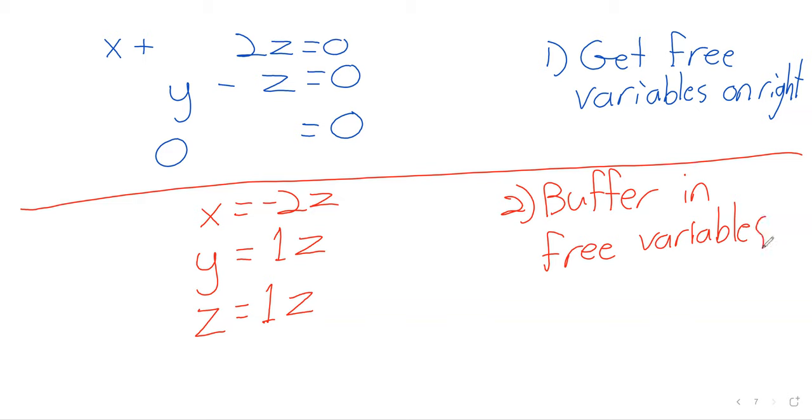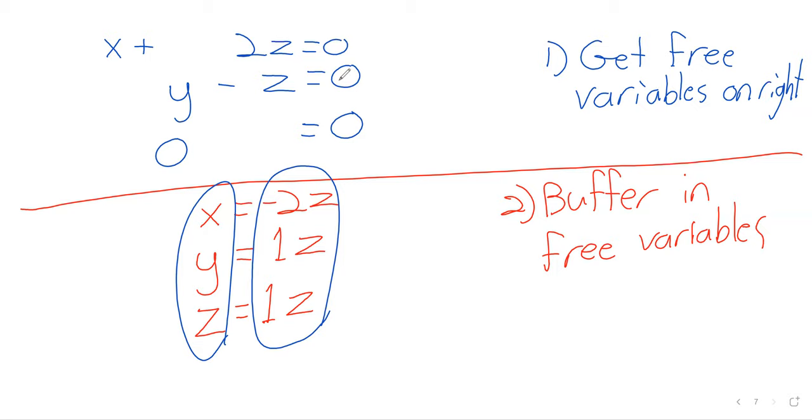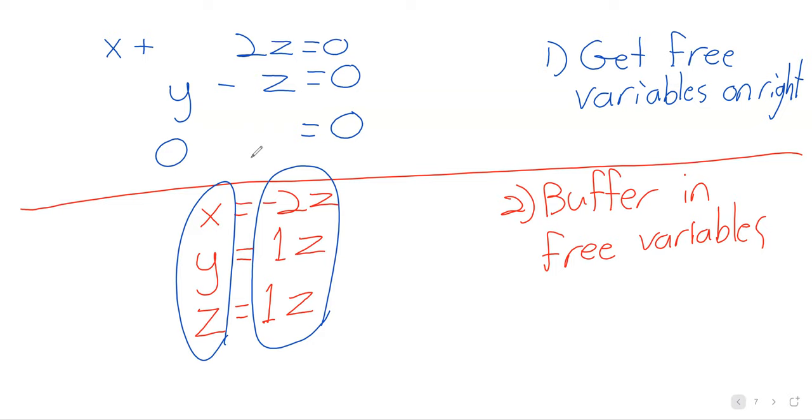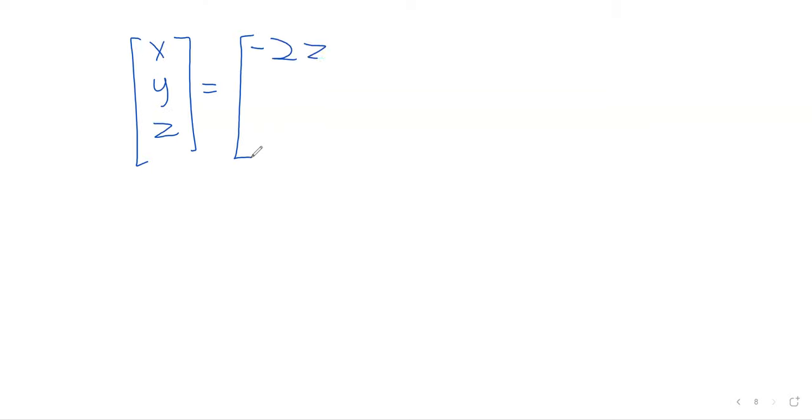Buffer in the free variables. And now we have an equation that's basically a vector equation and can be written as a vector equation. This equals this, which is the same as saying that the vector x, y, z equals the vector negative 2z, 1z, 1z.